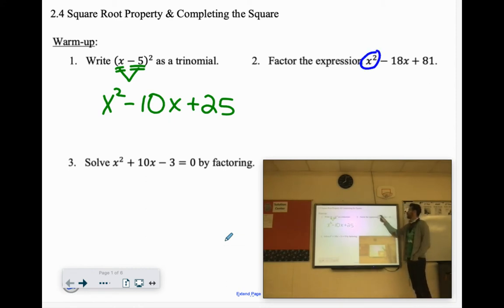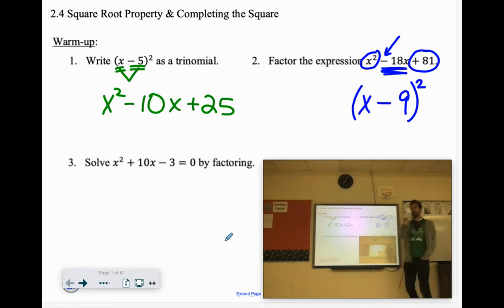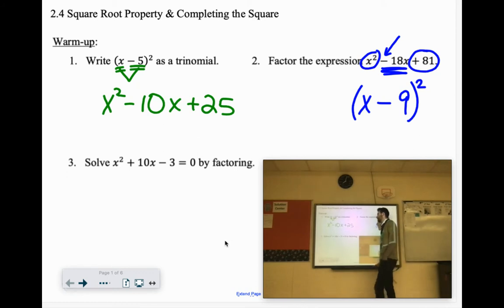I can square root the first term. I can square root the last term. Maybe it's one of those perfect square trinomials. Wink! Square root of x squared is x. Square root of 81 is 9. It'd have to be a minus in the middle. Let's double check. If we multiply these together and multiply by 2, do we get the negative 18x? You bet!